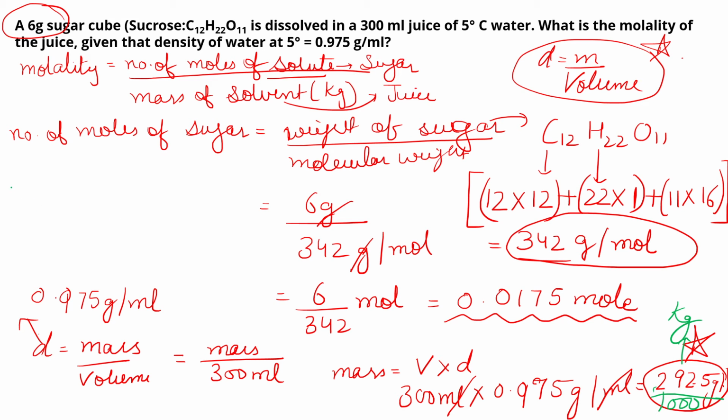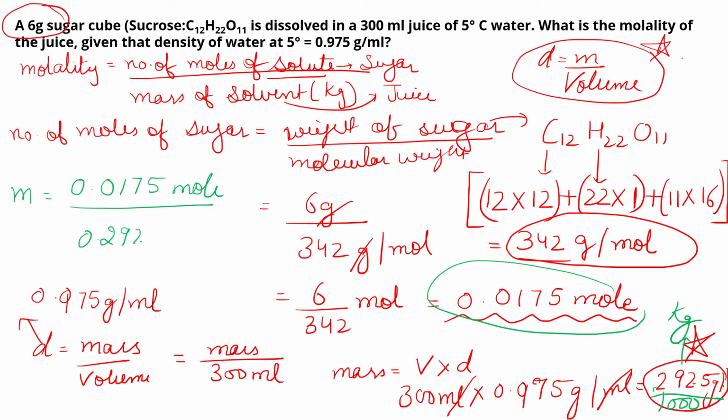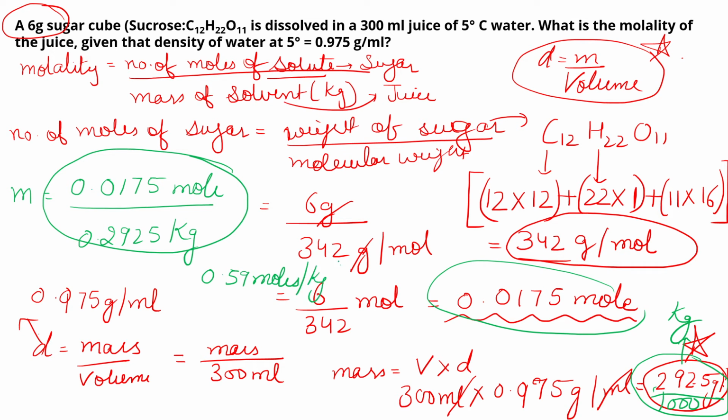Put these values in the formula. Molarity is equal to number of moles of solute. How many moles did you calculate? It is 0.0175 mole. What is the volume? Volume is 0.2925 kg. We divided this by 1000, no? By calculating this value, it approximately comes out to be 0.59 moles per kg, or you can say 0.59 molal.